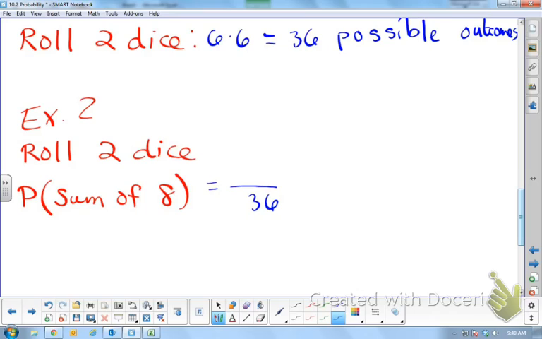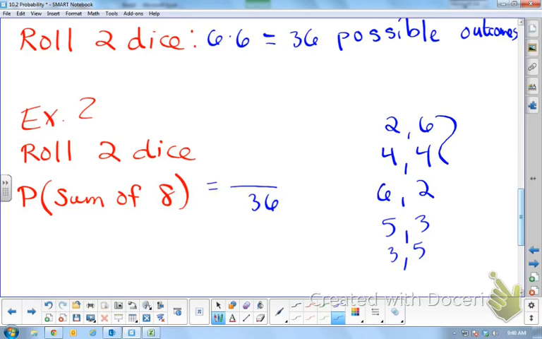2 plus 6. 2 and 6 would add to 8. What else? 4 and 4. What else? 6 and 2 would be counted differently. Alright. What else? 5 and 3. And 3 and 5, it doesn't change if we flip it. And those are all our possible options. There's 5. So how many do we have total of our favorable outcomes? 5.